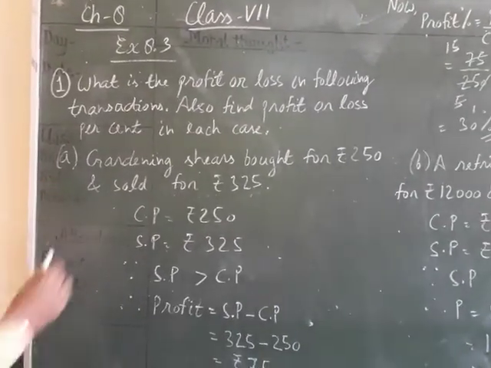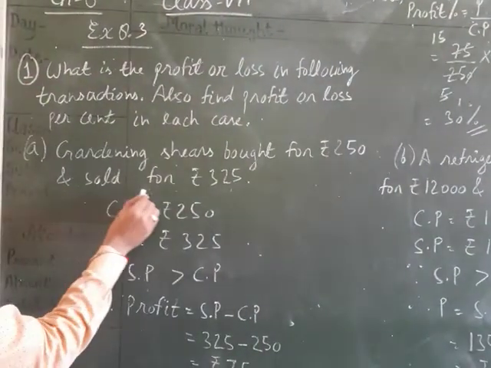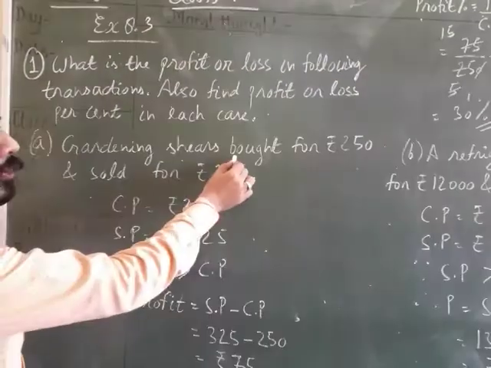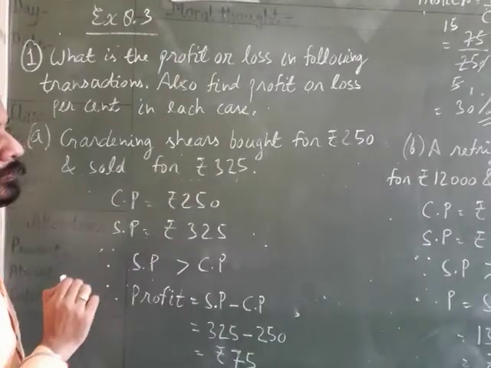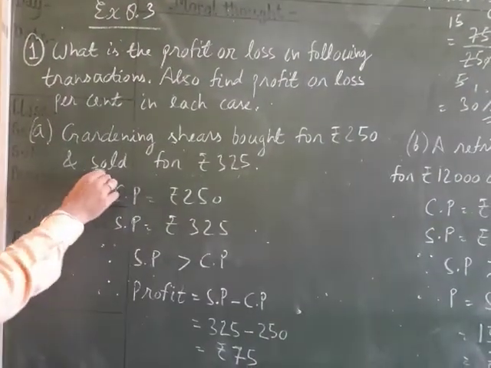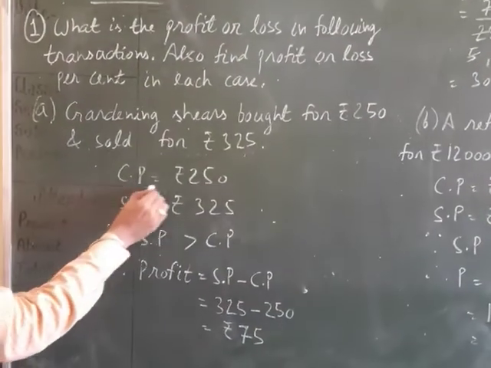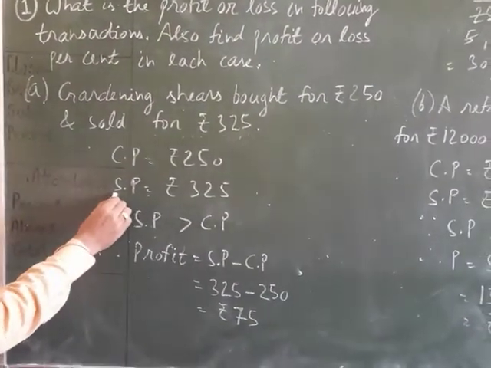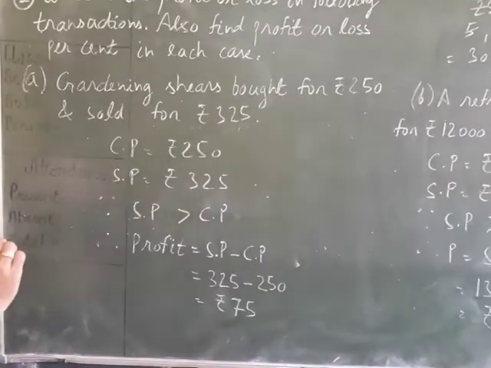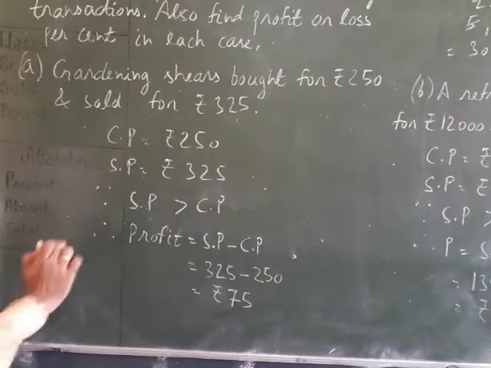See A part. Gardening shares bought for rupees 250 and sold for rupees 325. Bought means खरीद के लाना, that means cost price. Cost price is rupees 250. Sold means बेचना, that means selling price is rupees 325. So CP is rupees 250 and SP is rupees 325. You can see that selling price is more than cost price.